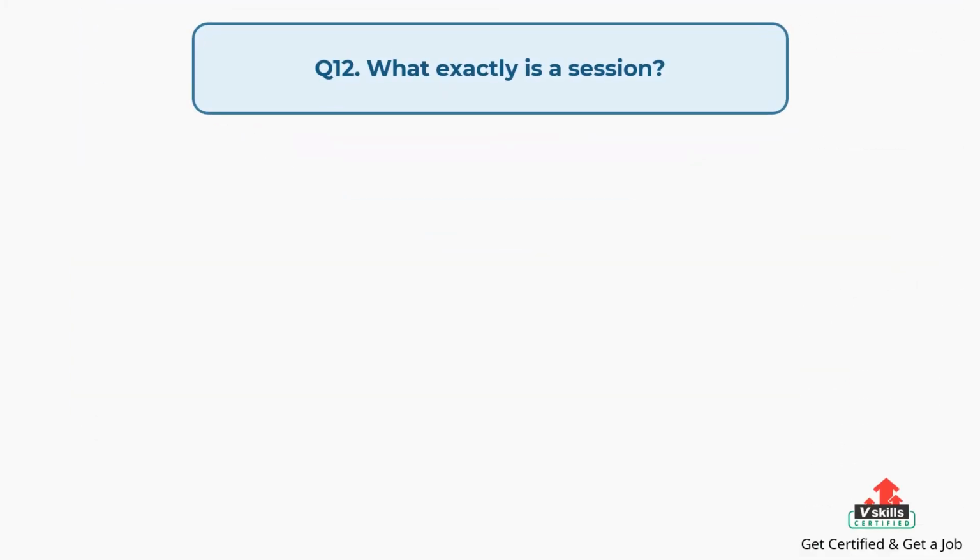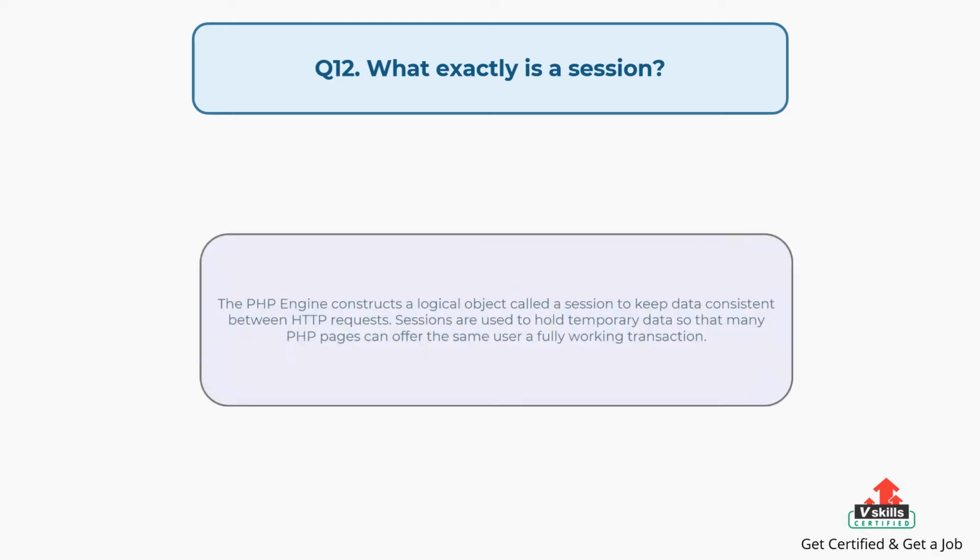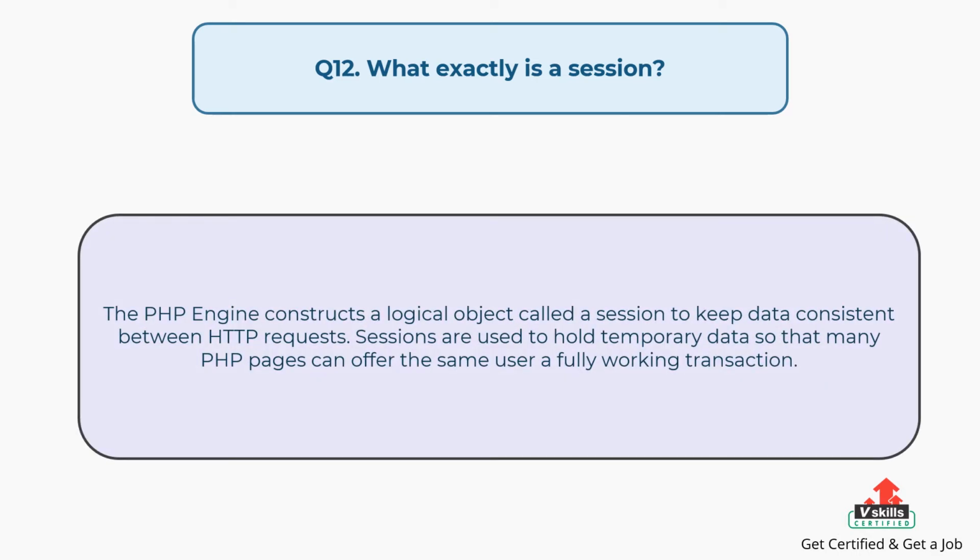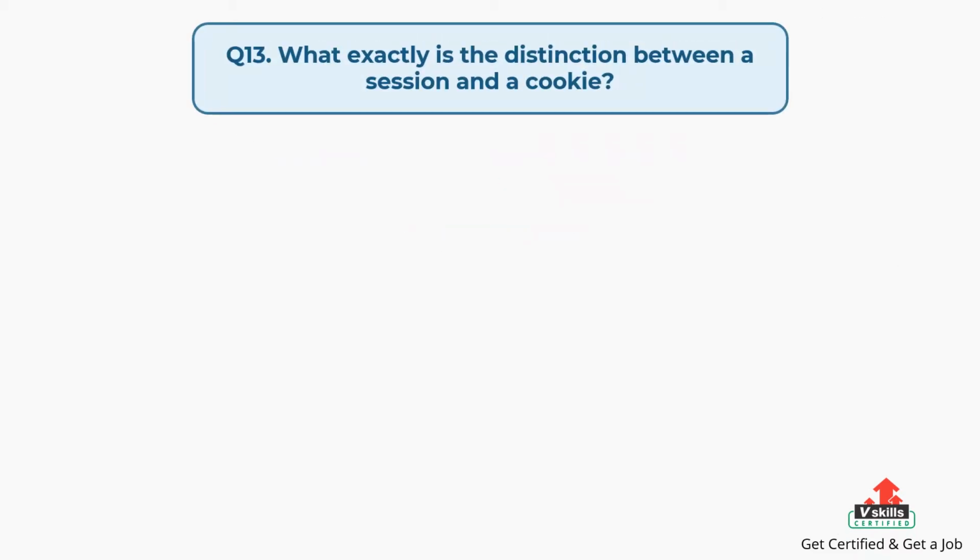Question number 12. What exactly is a session? The answer is: the PHP engine constructs a logical object called a session to keep data consistent between HTTP requests. Sessions are used to hold temporary data so that many PHP pages can offer the same user a fully working transaction.